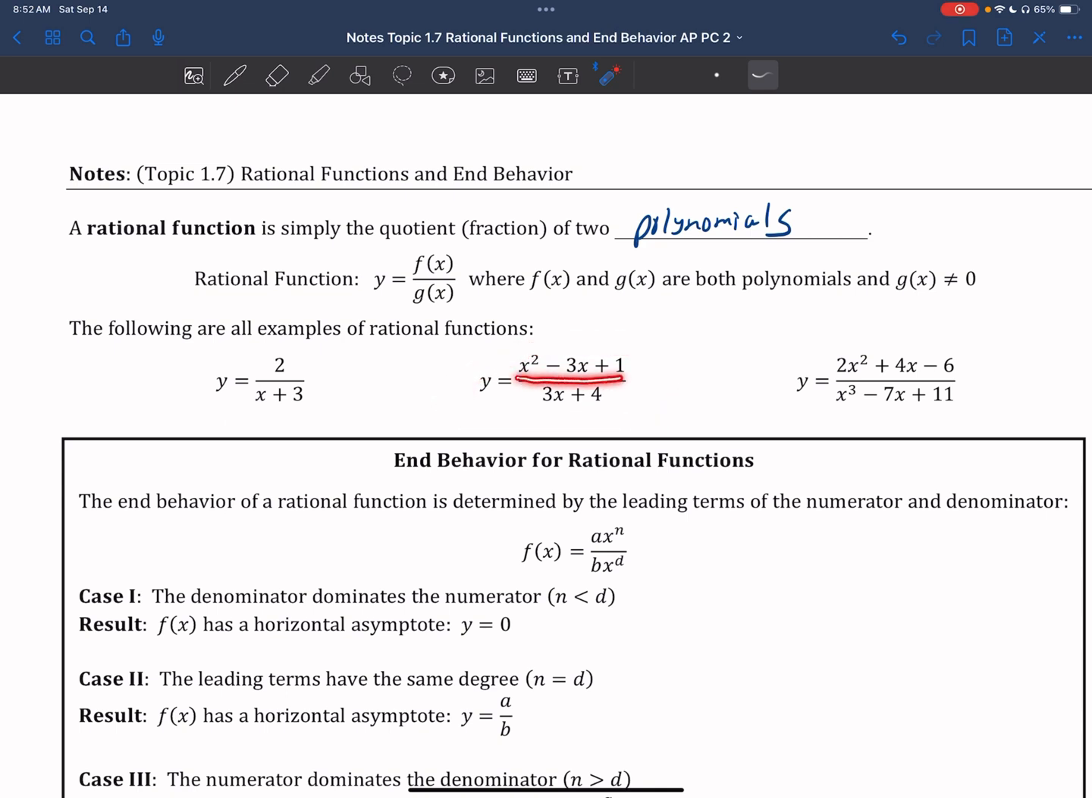This is another example. Again, I have a polynomial in my numerator, x squared minus 3x plus 1, and then I have a polynomial in my denominator, 3x plus 4. And then one last example. Again, I have a polynomial in my numerator divided by the other polynomial in my denominator.